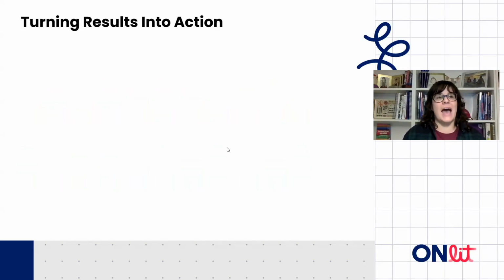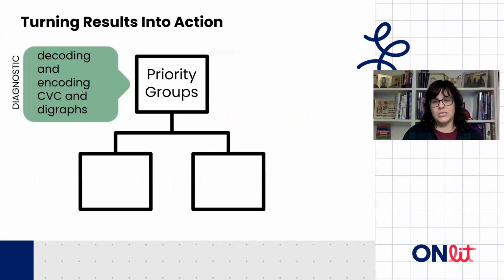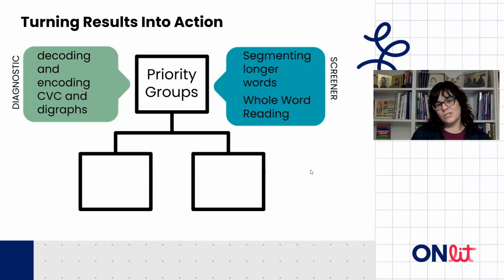So when we looked at the 2 pieces of my diagnostic data and my universal screening, I needed to come up with those priority groups. I had already established that I had a group that needed support with decoding and encoding those CVC words and beginning to use those digraphs. But now I also had a group of kids who were having trouble segmenting longer words and kids who weren't reading whole words with any kind of fluency.